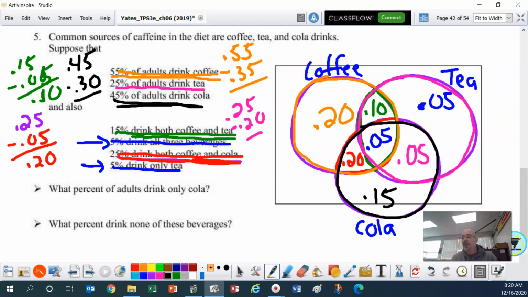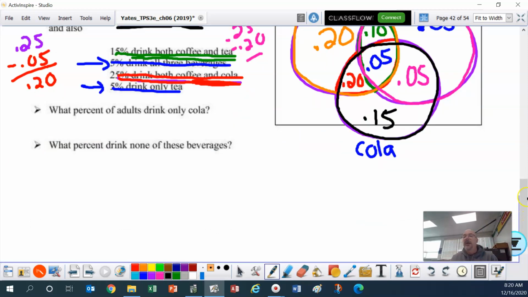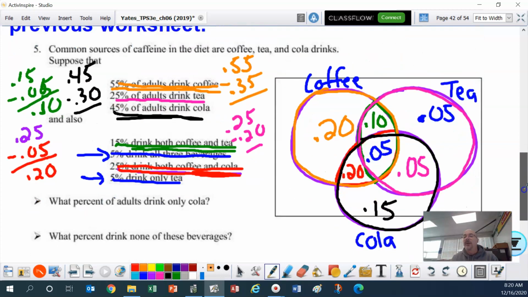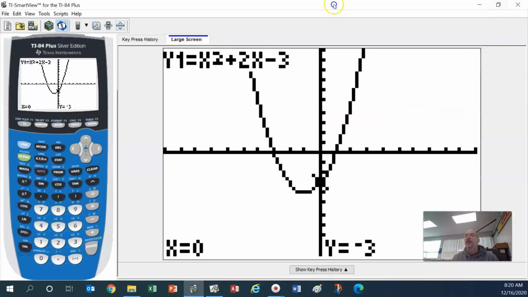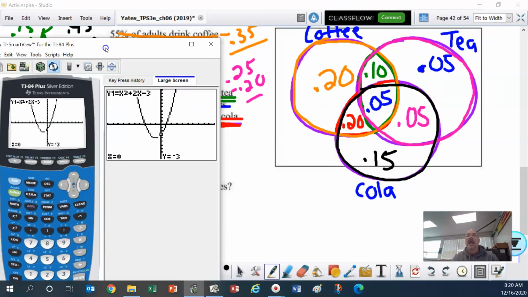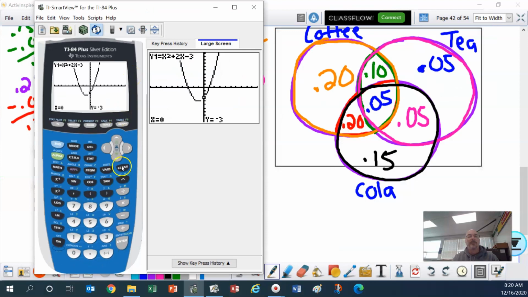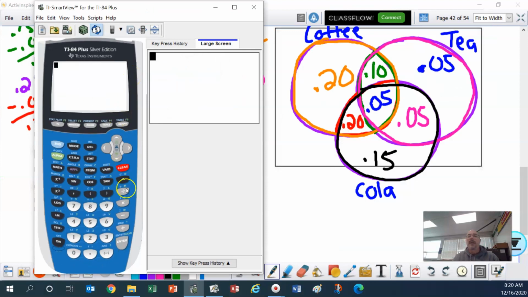Cool. I like this problem, really. All right, now, there are some people that aren't going to drink any of these. So I'm just going to go ahead, since I'm running out of room, folks, and take my calculator and add these up.